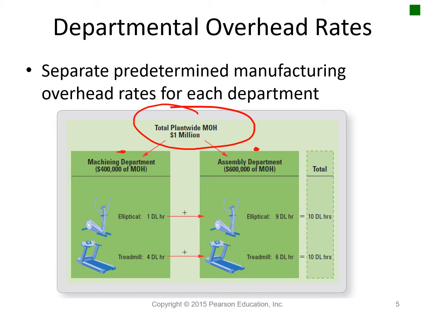For example, the machining department for the elliptical might have 1 direct labor hour. For the treadmill, it might have 4 direct labor hours. For the assembly department, there may be 9 for the elliptical or 6 for the treadmill. So each product could have a different cause and effect tie-in. What the several different department rates idea would be is a better cause and effect relationship, and it's all based on activities that are taking place. And the goal is to give you a more accurate allocation of overhead.